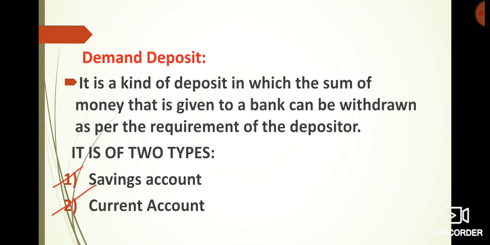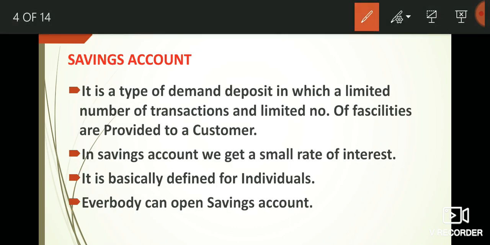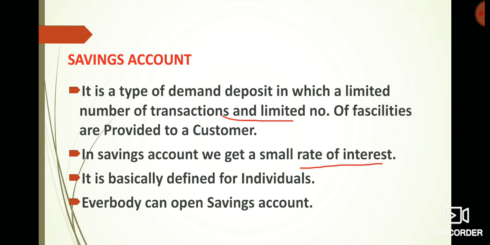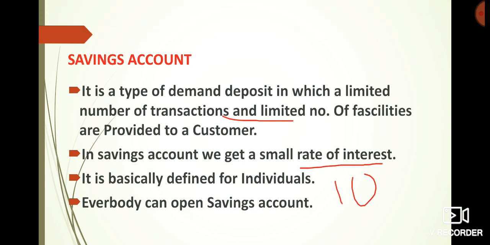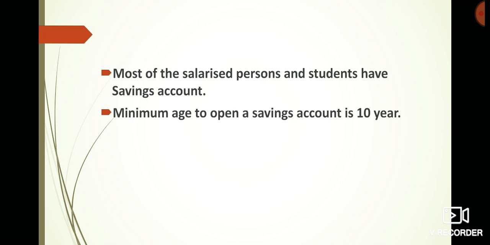Then we proceed towards the savings account. In savings account, a limited number of transactions and limited number of facilities are provided to the customer, but in case of current account, unlimited number of transactions are provided. In case of savings account, we get a smaller rate of interest, but in case of a current account, no interest is paid to the customer. Everybody can open a savings account, and the minimum age required to open a savings account is 10 years. Most of the salaried persons and students have a savings account.